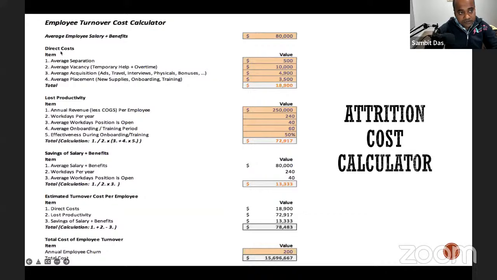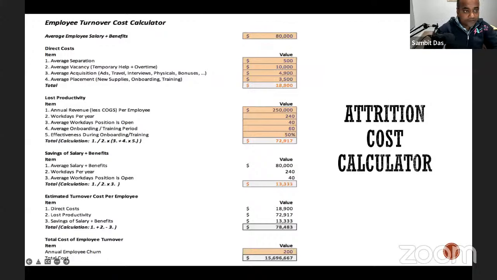The direct cost is basically when someone leaves, then the company has to spend money on advertising the job, sometimes engaging with recruiters. So you have to pay recruiters money so that they can help, when they get a resource for the company, then you pay something to the recruiters. Then there is acquisition, travel related expenses. At times you need to pay for travel for the candidate to come in and do the interviews.